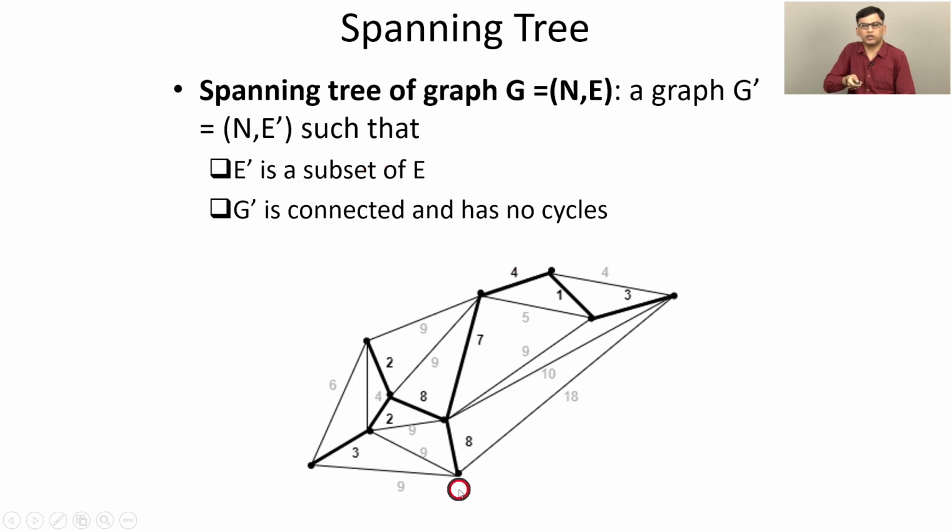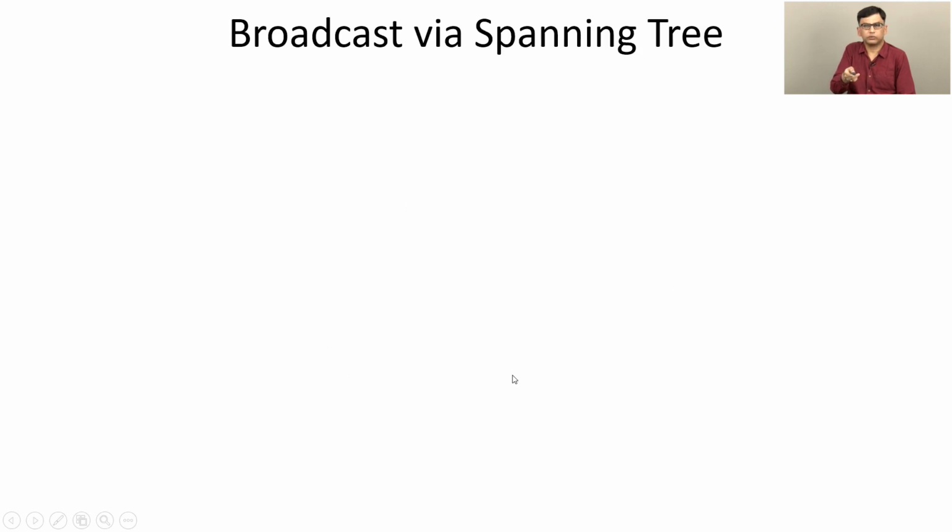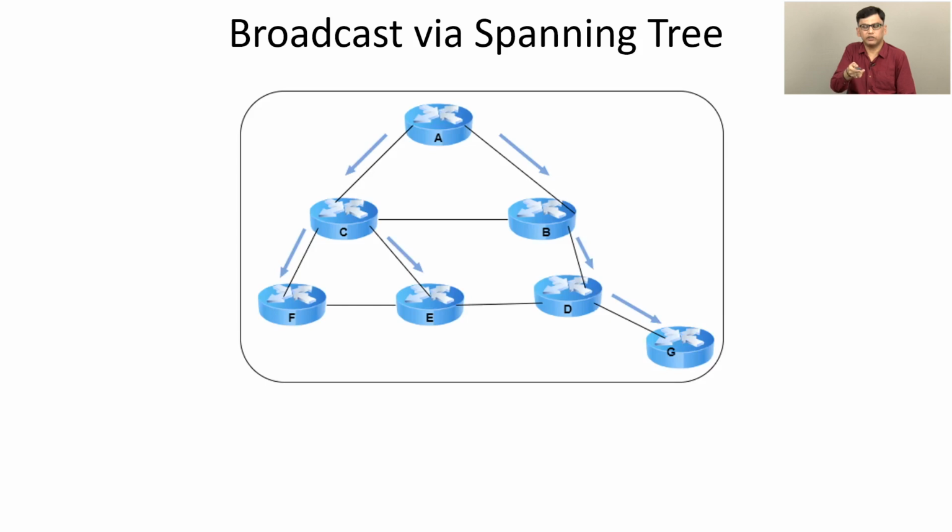So in this graph, the set of all links, whether solid or thin, constitute the original graph G, and the set of thick edges constitute the spanning tree. So we can see that the spanning tree is connected and it has no cycles. A spanning tree can be used to efficiently broadcast information.